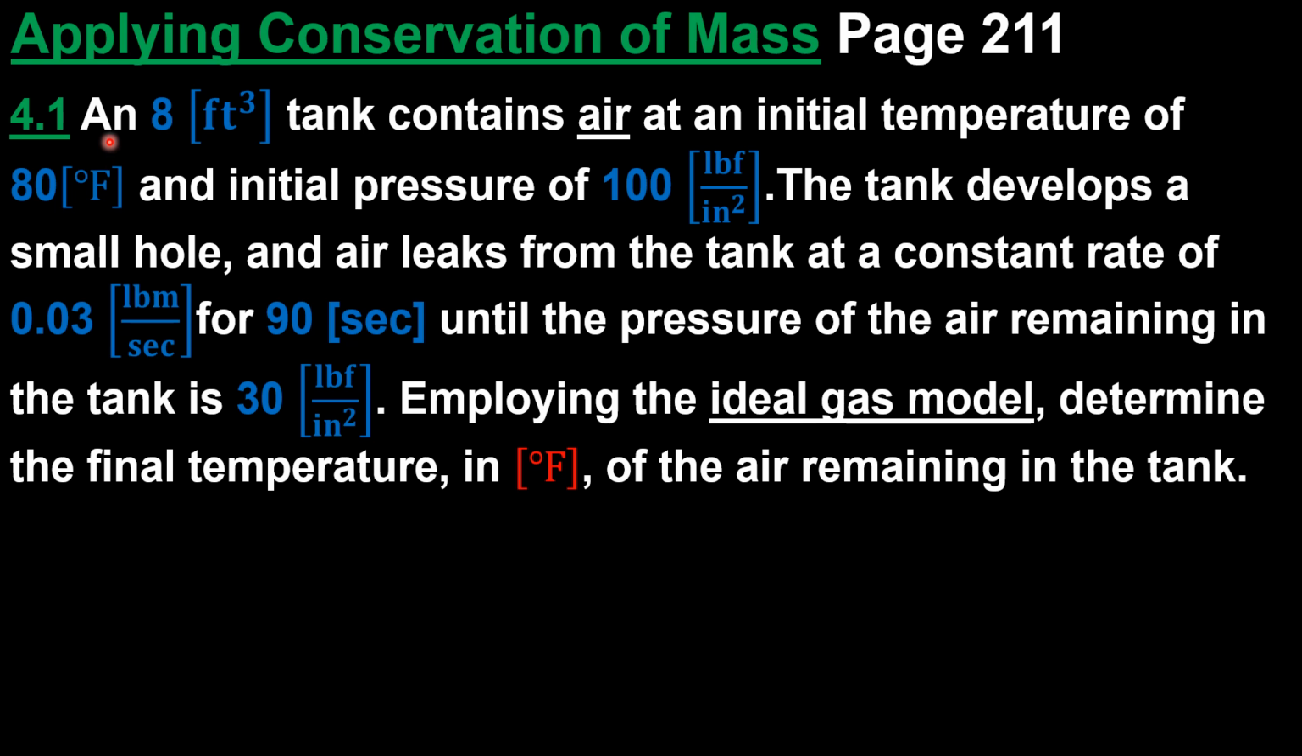In this problem, we are told that an 8 cubic feet tank contains air at an initial temperature of 80 degrees Fahrenheit and an initial pressure of 100 pound-force per inch squared. The tank develops a small hole and air leaks from the tank at a constant rate of 0.03 pound mass per second for 90 seconds, until the pressure of the air remaining in the tank is 30 pound-force per inch squared. Employing the ideal gas model, determine the final temperature in degrees Fahrenheit of the air remaining in the tank.